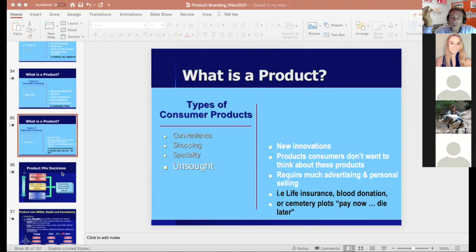Then this followed segmentation, targeting, and positioning. So you need to understand who you're selling it to. And that's why now it becomes interesting: who are we selling it to and how best to sell it to these people, okay? Do you have any comments or questions?